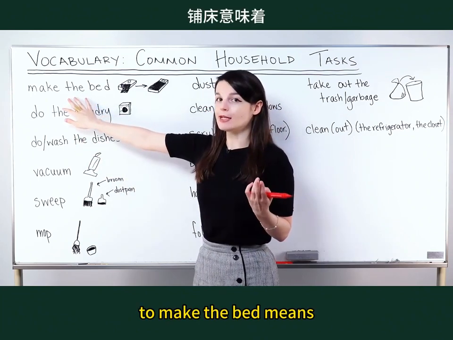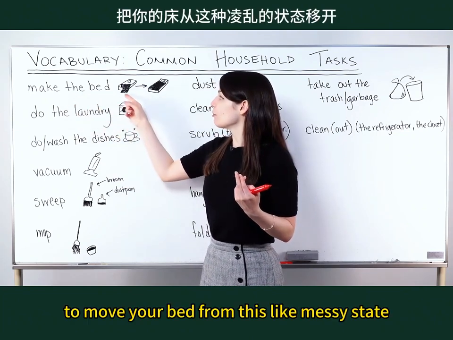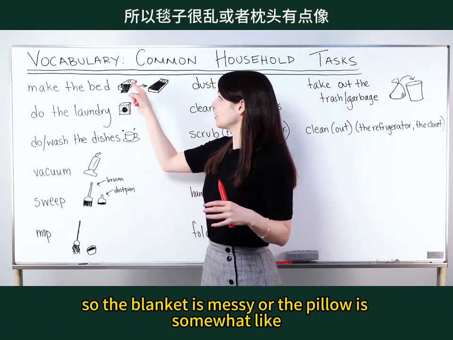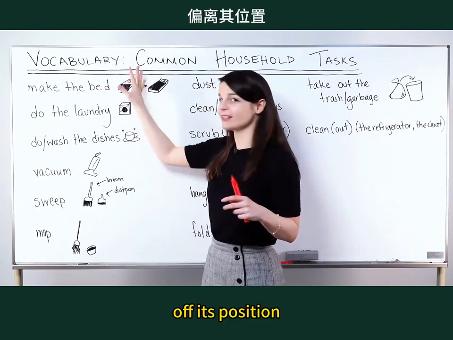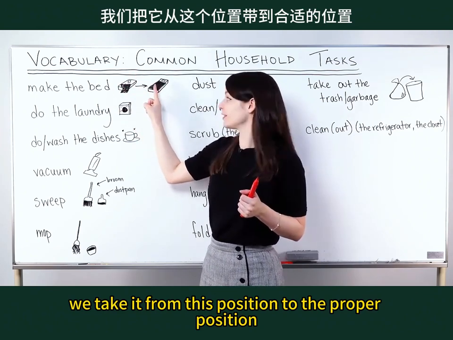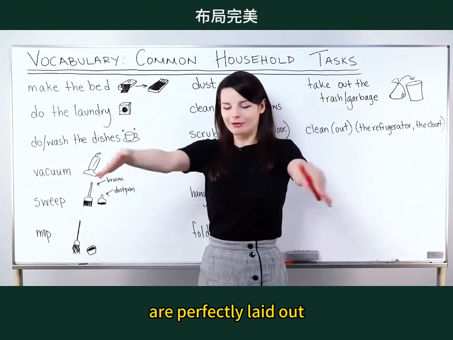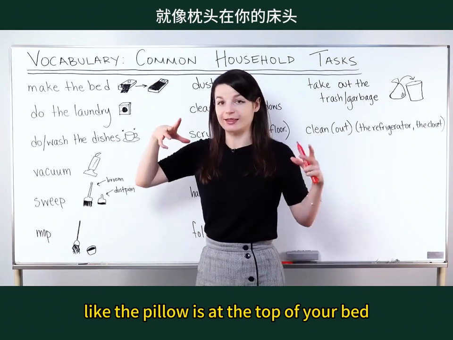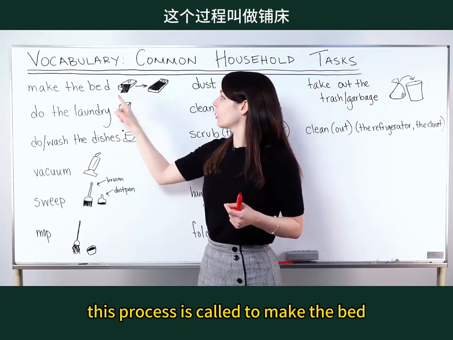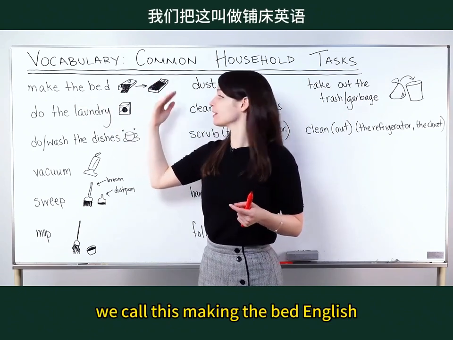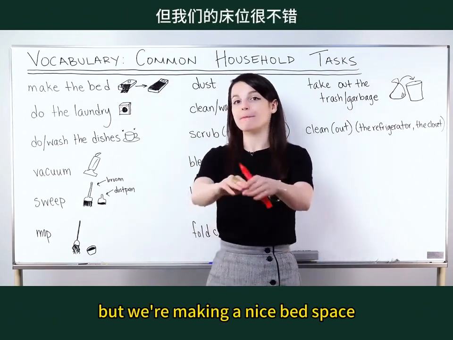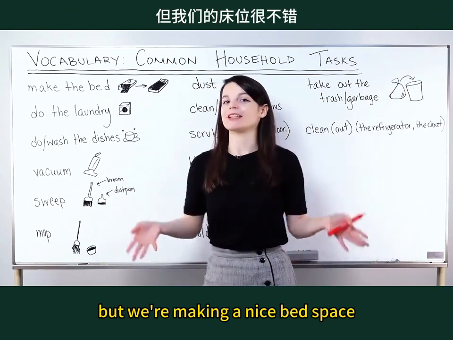To make the bed means to move your bed from this messy state. So the blanket is messy or the pillow is somewhat off its position. We take it from this position to the proper position. So your blanket and your pillow are perfectly laid out. Like the pillow is at the top of your bed, your blanket is covering your bed. This process is called to make the bed. We call this making the bed in English. So we're not actually creating a bed, no, but we're making a nice bed space. That's kind of how we think of it.